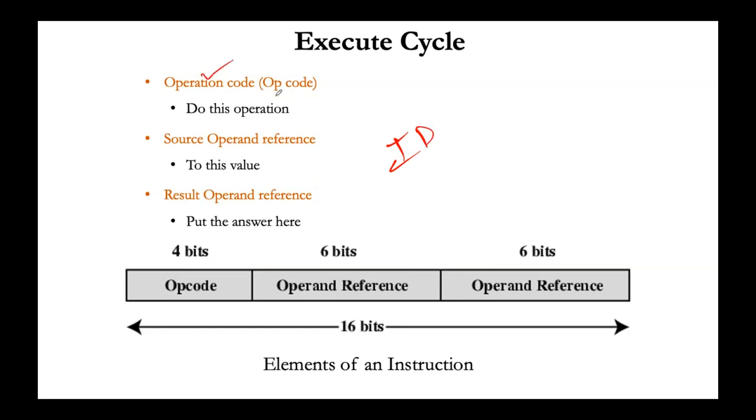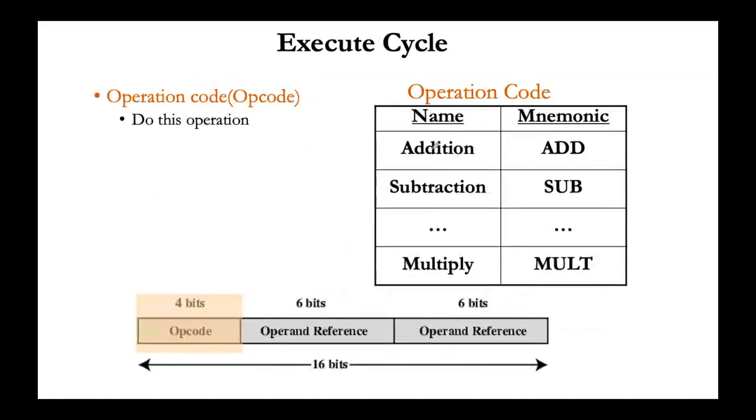First one is the opcode, or operation code. Do this operation in this execution cycle. For this operation, a source operand reference is required. So provide this value to the operation, and the result operand reference will be used to put the answer back into this result. So this is the accumulator addressing mode part, or accumulator style part.